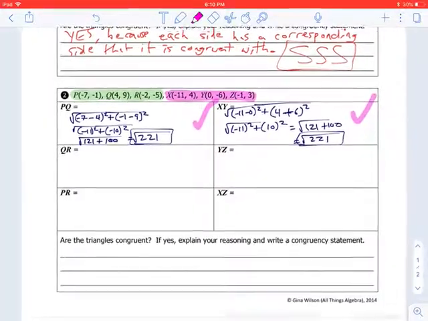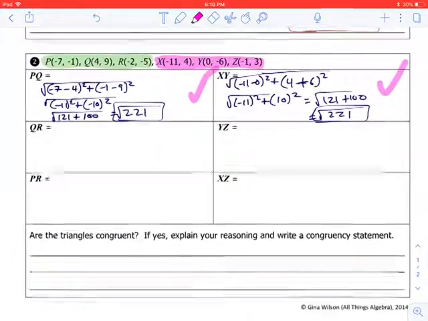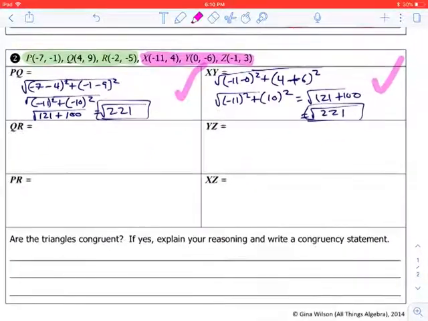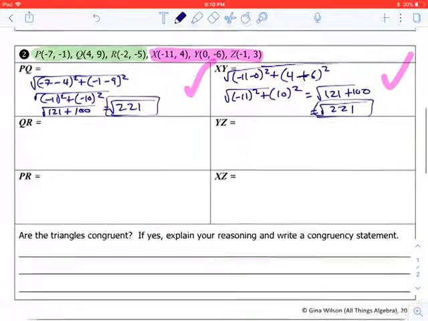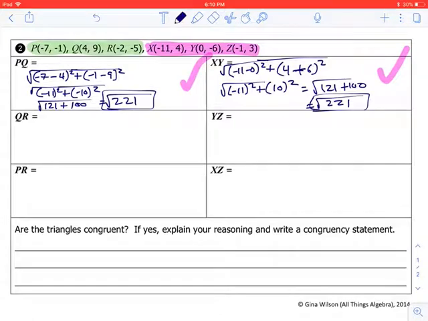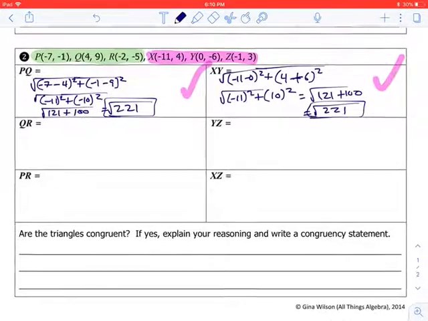Okay, so what I want you to do is go ahead and finish that out. Find the distance of QR and YZ, see if those match up, and PR and XZ, see if those match up. And if they all match up, they are congruent because of side, side, side. If they are not, you got to explain why not. Okay, so if you need to pause this video to get those written down, go ahead and do so. And we will be talking about that tomorrow.